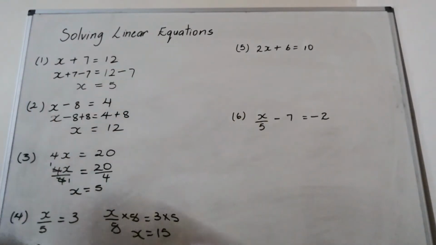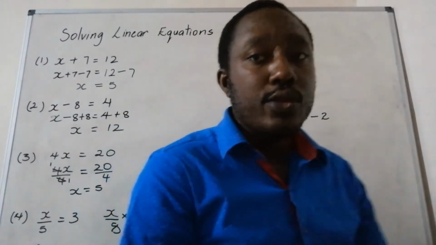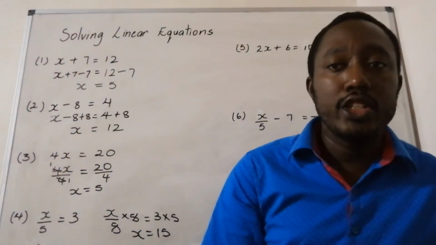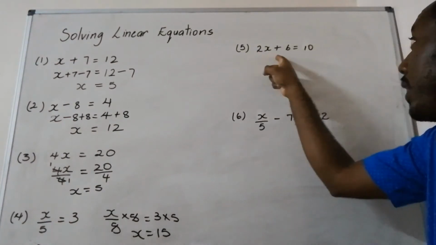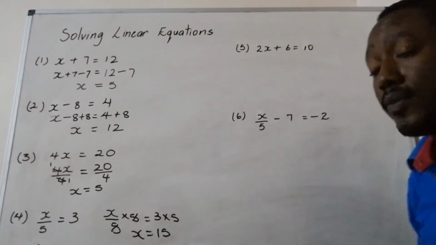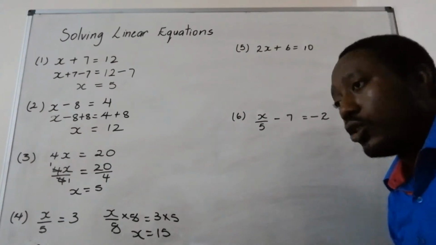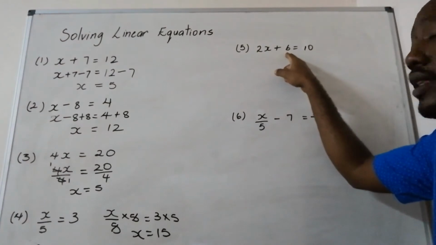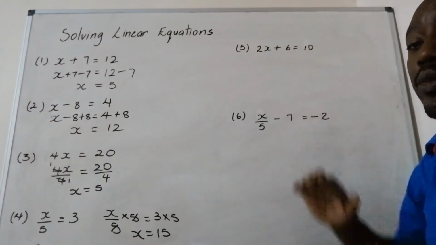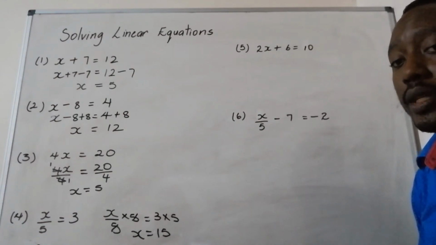Now, let's look at our question here. Notice, for this question, we have a combination of steps. We have 2x plus 6 is equal to 10. The first thing we do is get rid of our 6. We start with a number that does not have the variable with it.